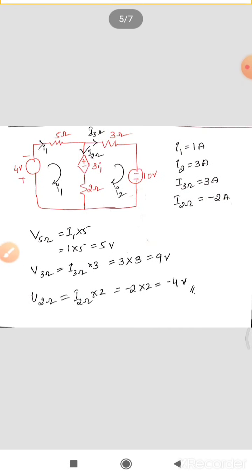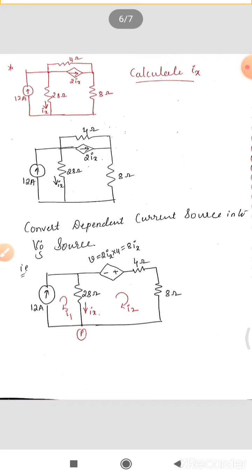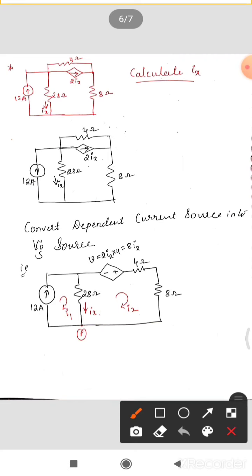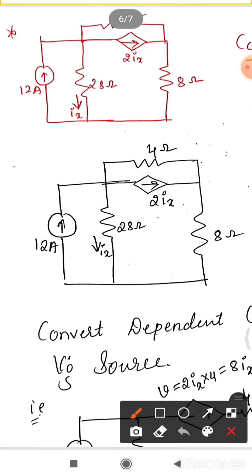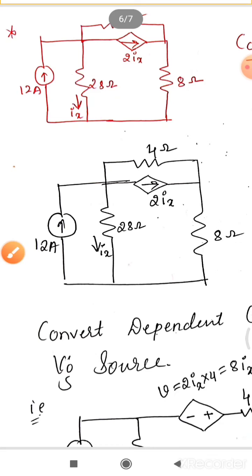This is how we have to apply, we have to consider dependent sources. Let's see another example. A simple one, most of the things can be considered. Observe, they have asked us to calculate Ix. Where is Ix in the circuit? That is here. Ix is nothing but the current flowing through the 28 ohm resistance, right?